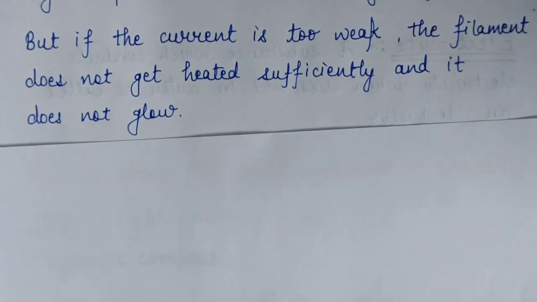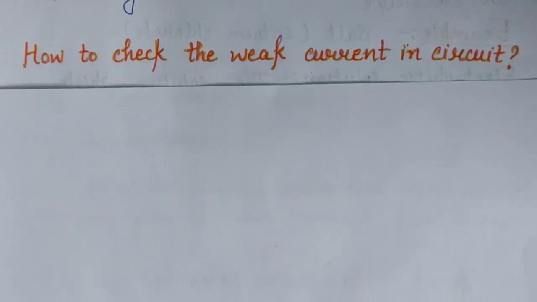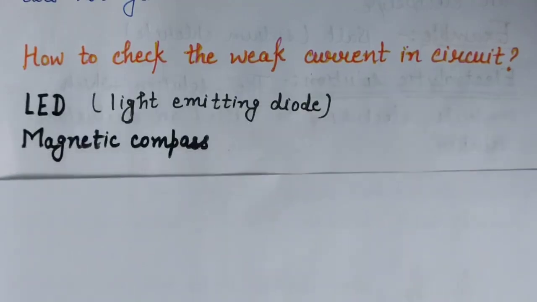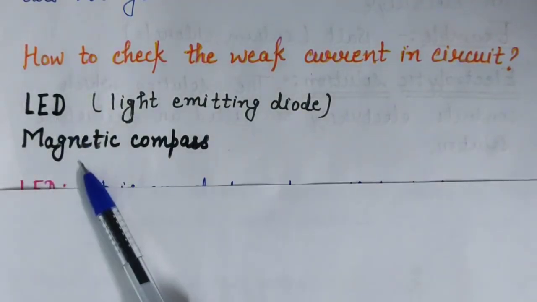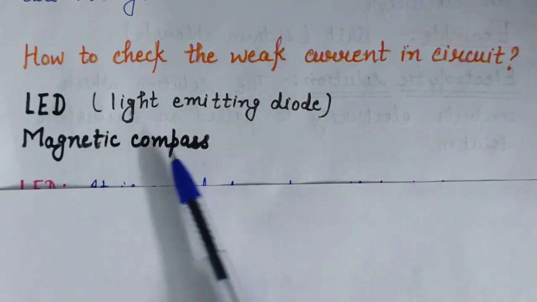But now the question is, how can we check the flow of electric current from these liquids? How to check the weak current in a circuit? Okay, now we will study how to check the weak current in a circuit. So, for detecting the weak current in a circuit, or if we want to detect even a small amount of current flowing through the liquid, then two materials can be used, that is LED and magnetic compass.